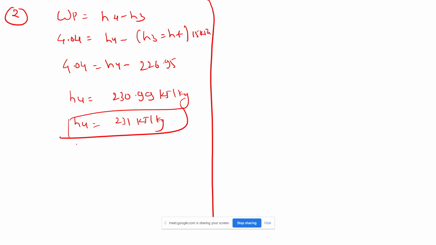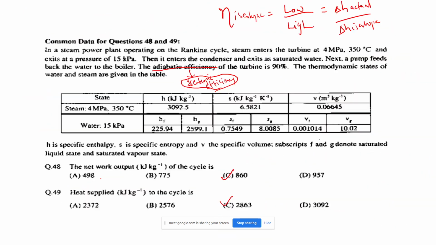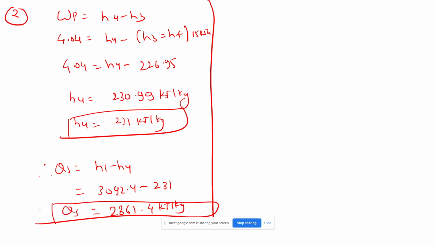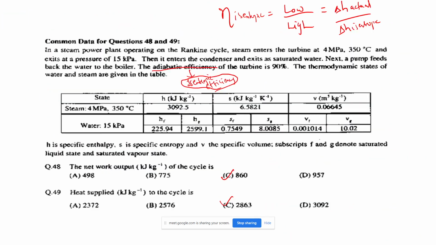So now what will we get? We know the heat supplied, Q supplied, will be H1 minus H4. From the diagram we can get that H1 minus H4 will be the heat supplied. So what is the value of H1? It is 3091. So what will we get? 2861.4 kilojoule per kg. This is one of the answers. Which one is it closer to? Both are the same.